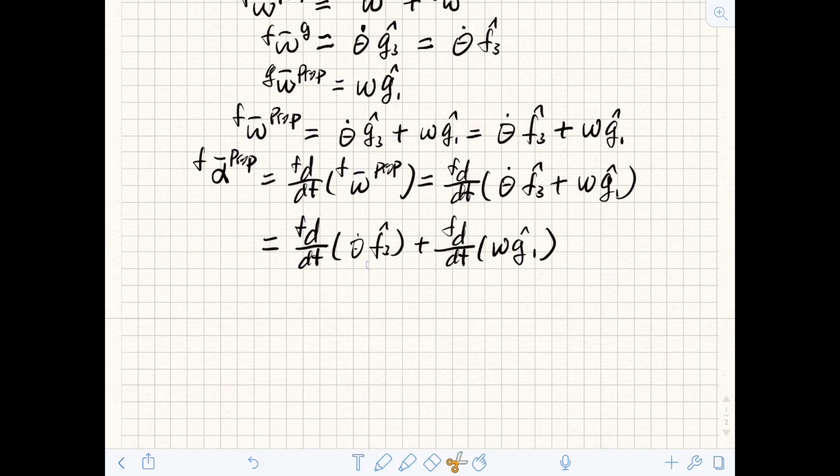So for the first term, we have F3 hat, and we're taking the derivative in the F frame. So the derivative is simply theta double dot in the F3 direction. But for the second term, we have G1 hat, but we're taking the derivative relative to F. So we need to apply BKE.